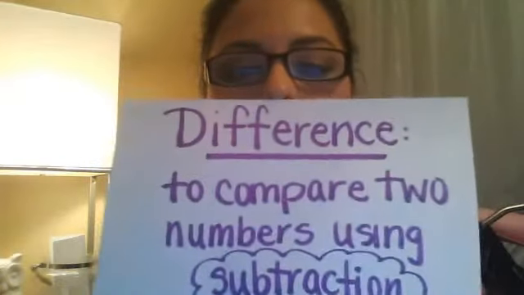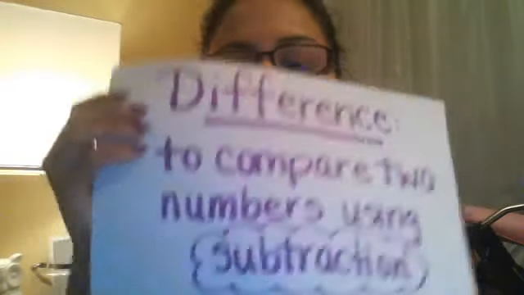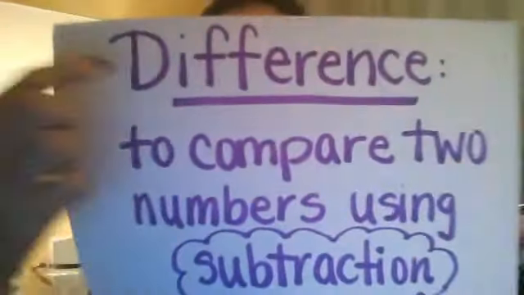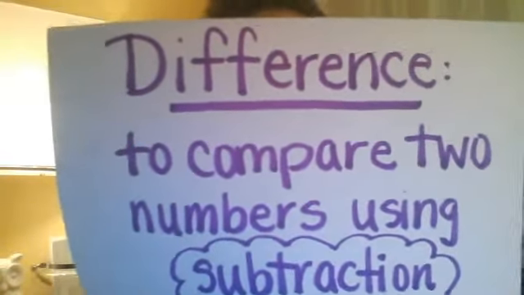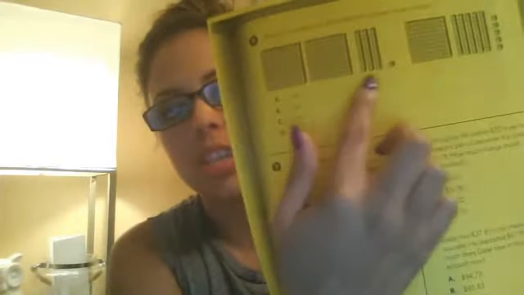Okay? So we're going to start with this first one, number 6. And it says, what is the difference of the decimal numbers shown below? So first of all, the word difference, if you didn't know, I wrote it down. Difference means to compare two numbers using subtraction. So difference means subtraction. Okay, so we are subtracting here. As you can tell from the problem also, there is a subtraction sign right about there.